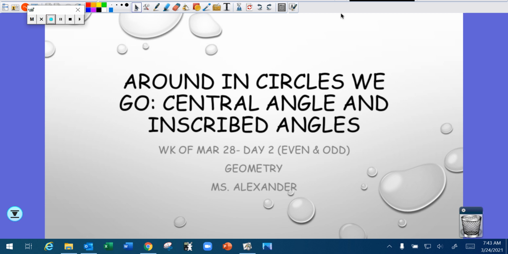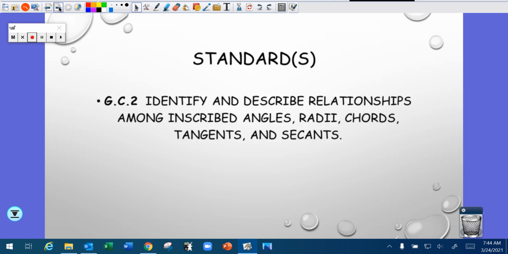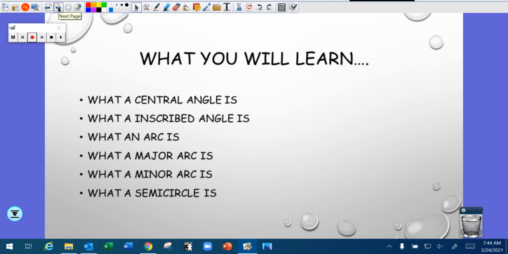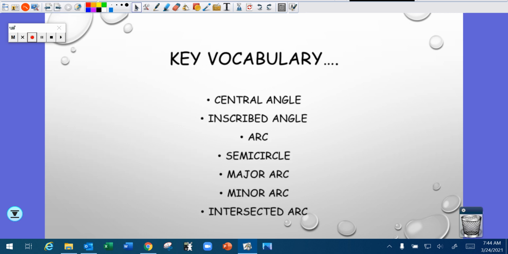Alright, so in this lesson, we're going to go over how to find central angles and the measure of their intersected arcs, and how to find inscribed angles and what the relationship is between them and their intersected arcs. So here is what you're going to learn.